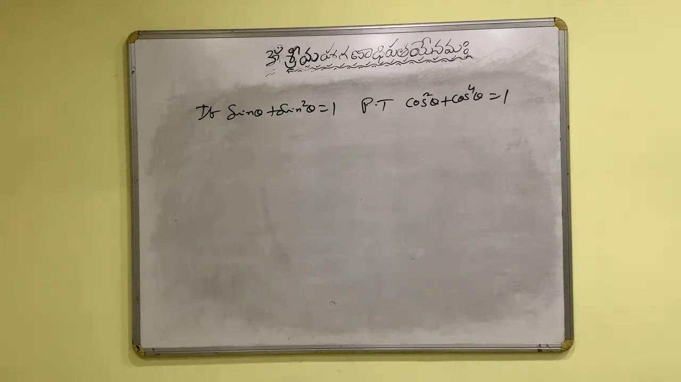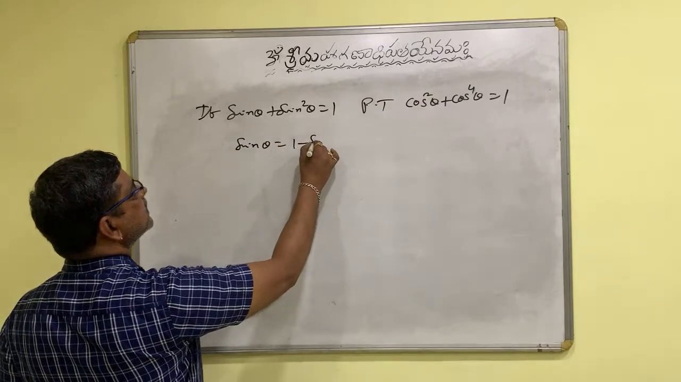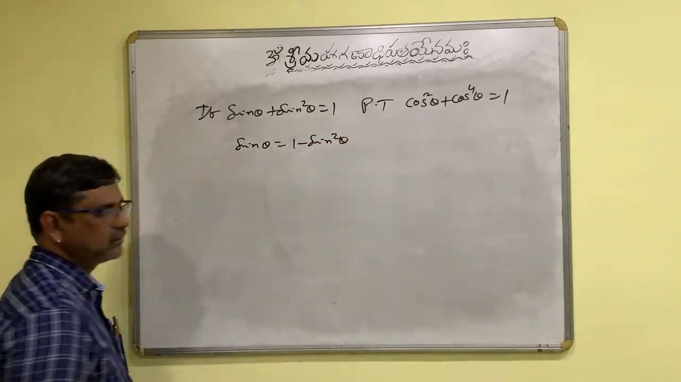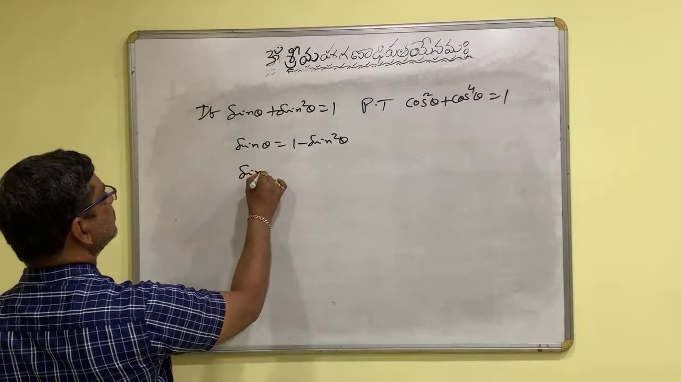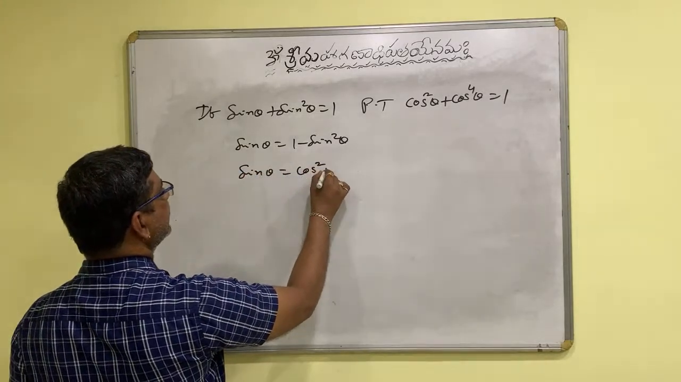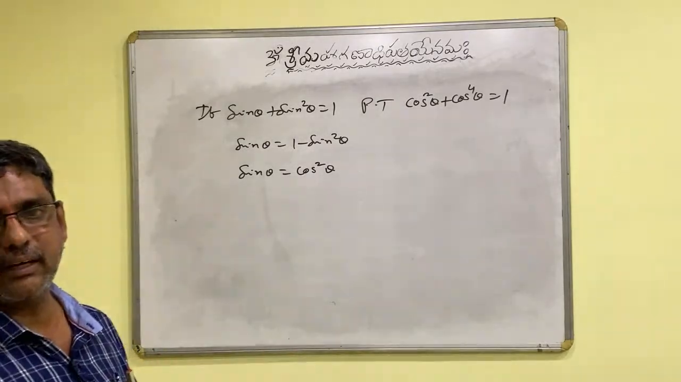So we can send sin square to the other side. Yes, very good, Charmi. Sin theta is equal to 1 minus sin square theta. Okay, Charmi, next. Next, what to do? Then sin theta is equal to cos square theta, because 1 minus sin square theta is equal to cos square theta.